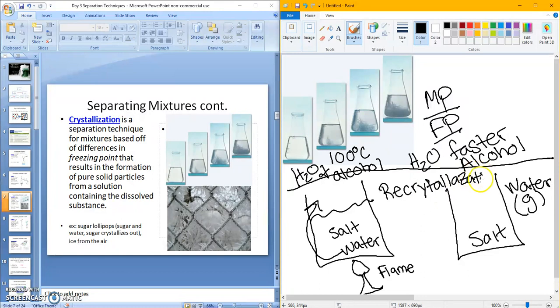So there are two main types of crystallization. The first one, crystallization, refers to using freezing points to separate out a substance. And recrystallization is when you're getting back a salt out of water, or a substance out of water, and recrystallizing.